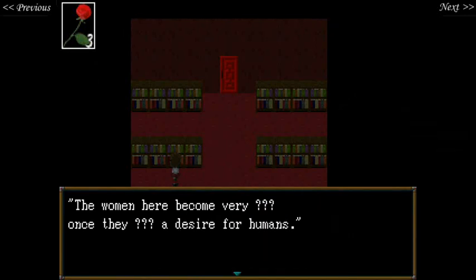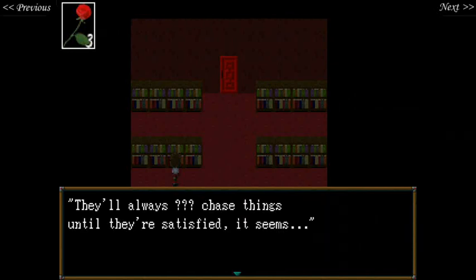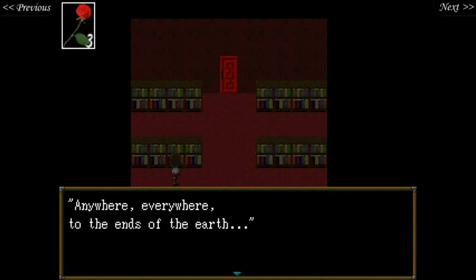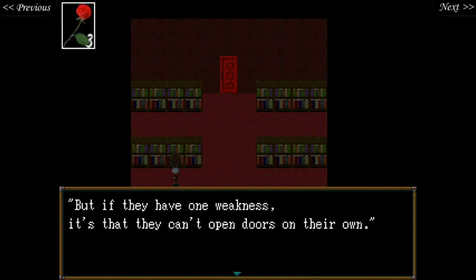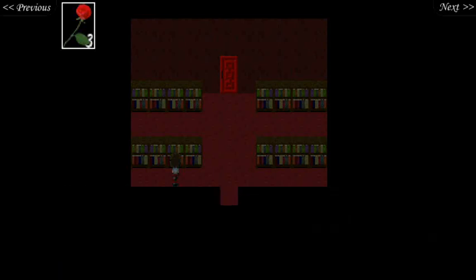The girls on the canvas? The women here have become very sausage once they sausage a desire for humans. They'll always sausage chase things until they're satisfied, it seems. Anywhere, everywhere, until the ends of the earth. But if they have one weakness, it's that they can't open doors on their own. Well, that's good to know.